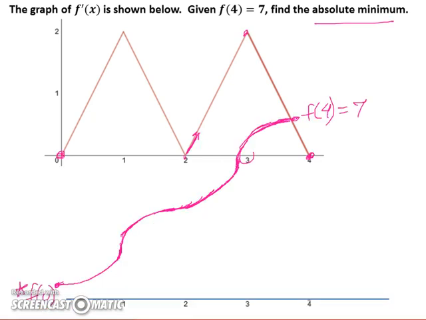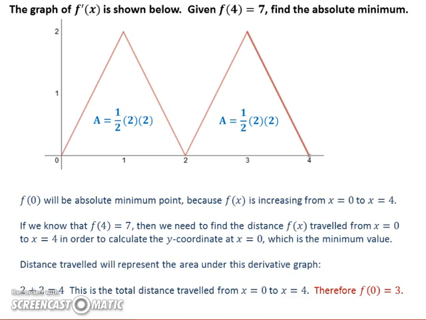So if we know the total distance from here to here is 4, now we're talking vertically on the y-axis. If this is at 7 on the y-axis and we traveled 4 spaces, this is going to have to be 3. So therefore, f of 0 equals 3.